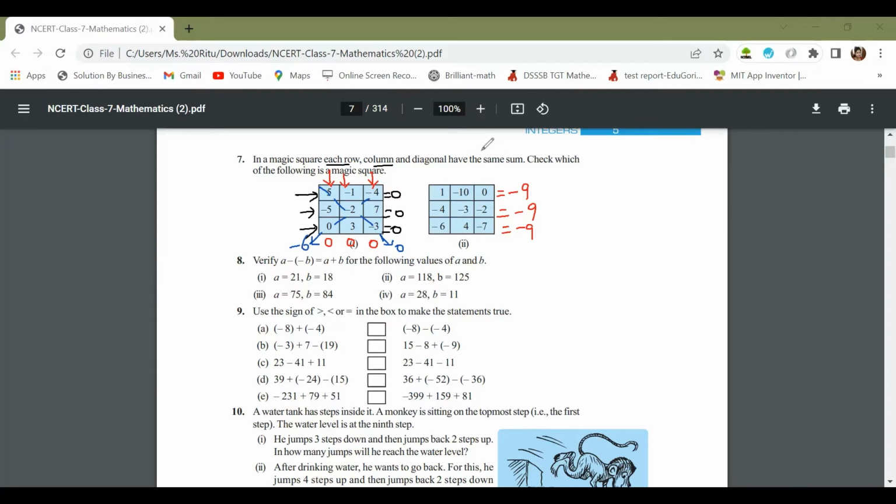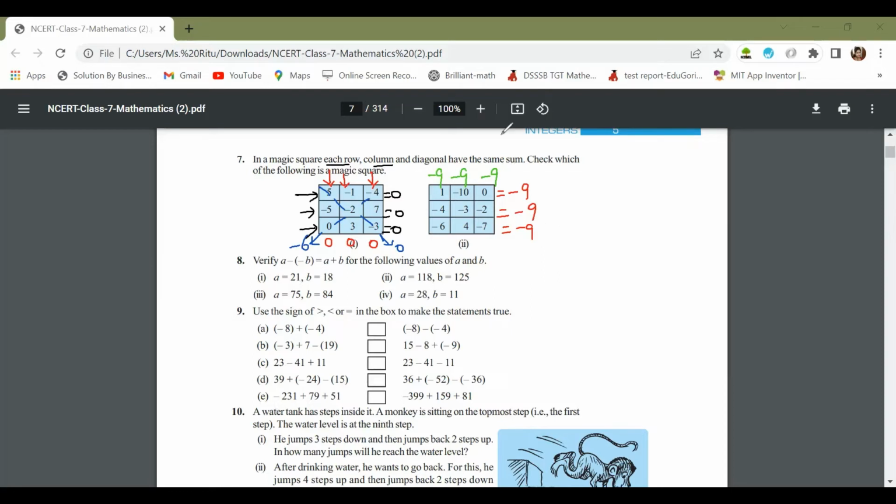Now let's check the columns here. In the case of columns, we will do 1 minus 4 minus 6. So 1 minus 4 is minus 3. Minus 3 minus 6 is minus 9. Second column, minus 10 minus 3 is minus 13. Minus 13 plus 4 is minus 9. Third column, 0 minus 2 is minus 2. Minus 2 minus 7 is minus 9. So till now the sum of everything is minus 9.